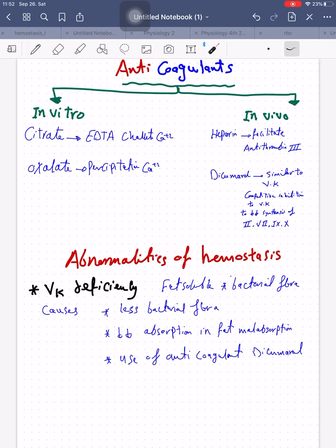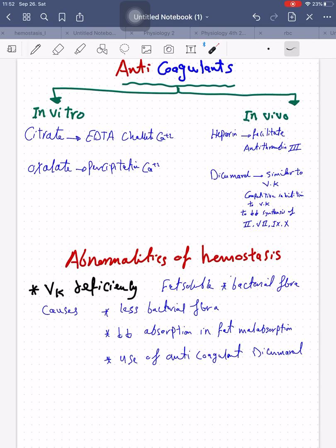So most of the abnormalities of hemostasis are because of vitamin K deficiency. You should know what vitamin K is. It is a lipid soluble vitamin, and it comes from the bacterial flora in our digestive system. So it is a fat soluble vitamin and is synthesized by the bacterial flora of the intestine. Its importance is in the production of factor number 2, factor number 7, factor number 9, factor number 10 in the liver. So the deficiency of vitamin K will decrease the formation of those factors and prolong clotting time.